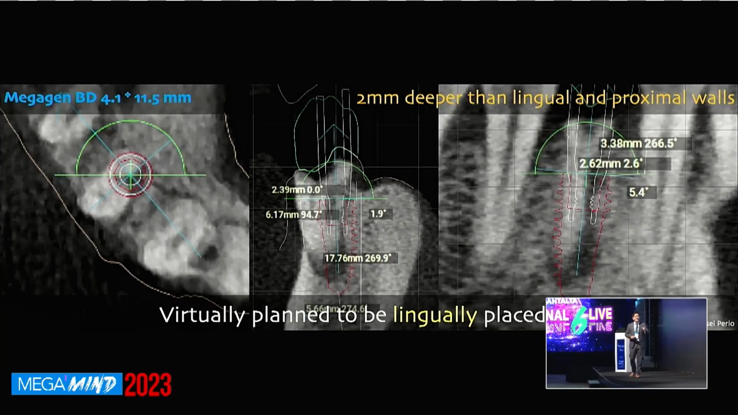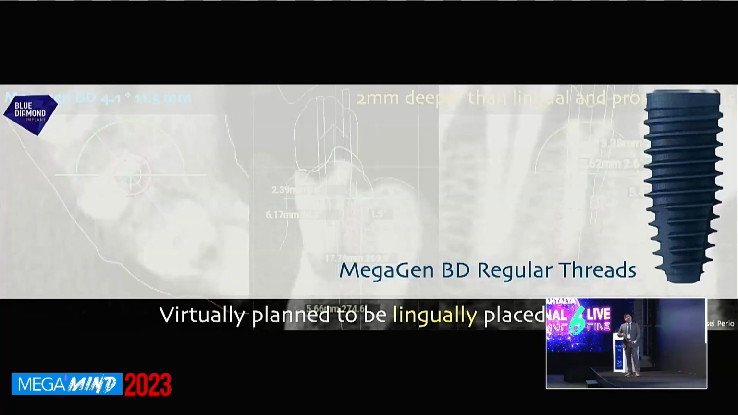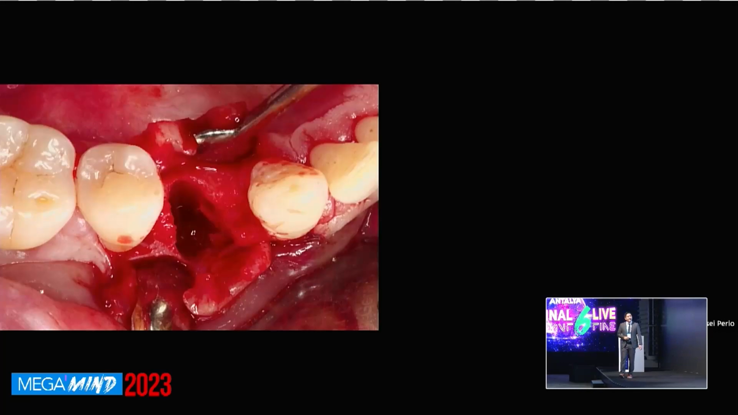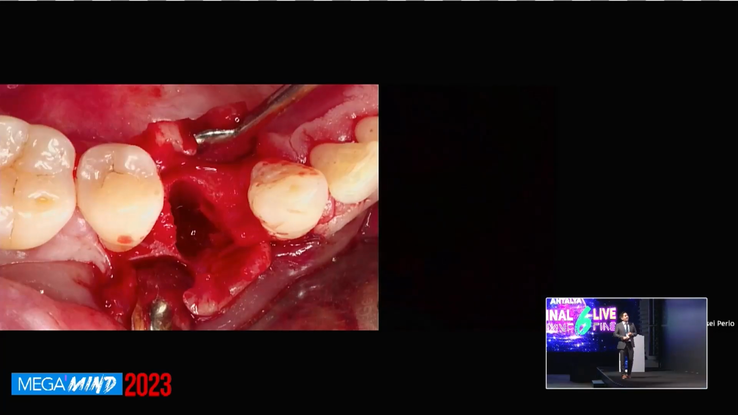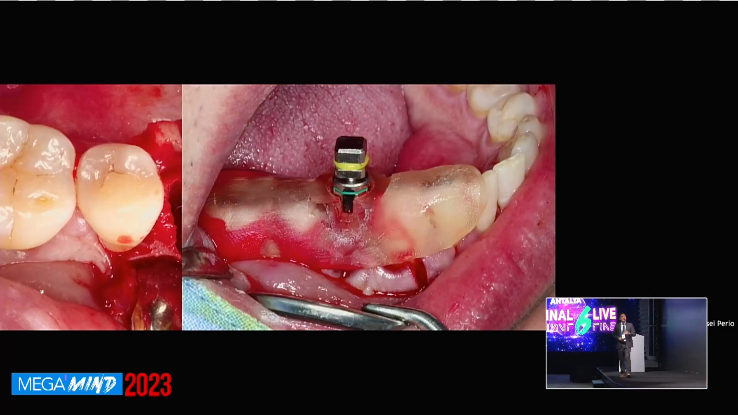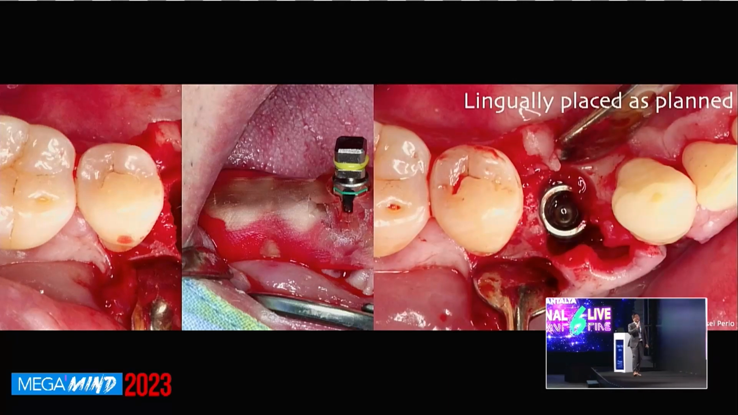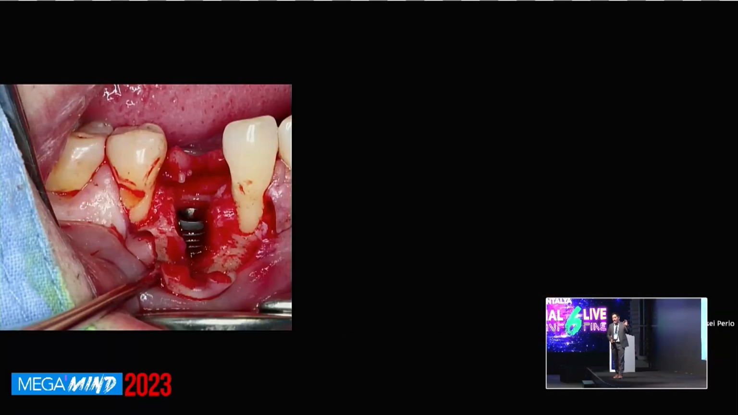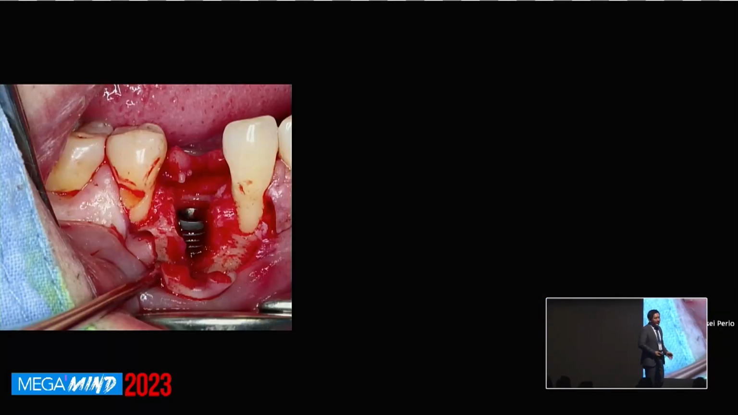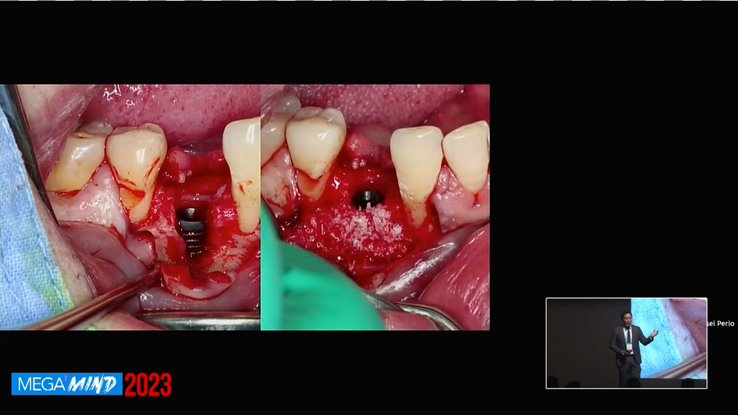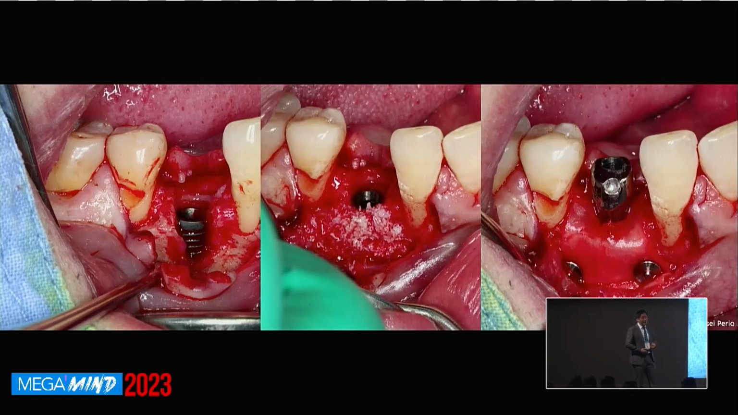of prosthesis. So based on what we learned from the previous in vitro study, my choice was blue diamond regular threads. After the extraction, fully depending on the surgical guide, it was placed. And you can see that the fixture has been perfectly placed on the lingual side. We had this buccal dehiscence defect, so we applied particulated bone graft material and covered it with a resorbable membrane.